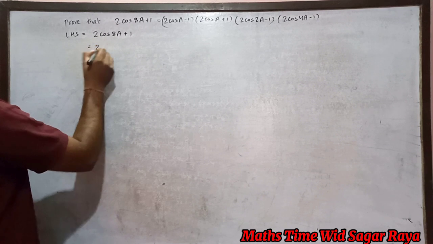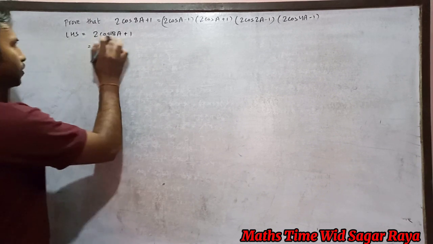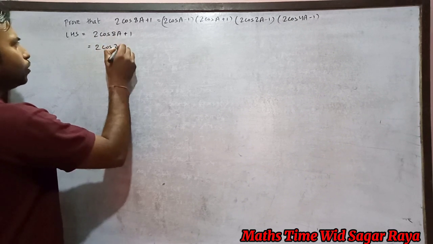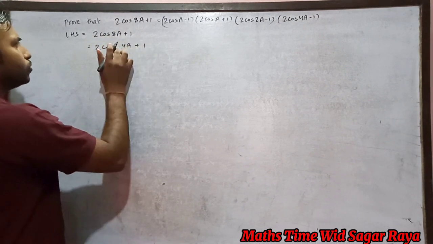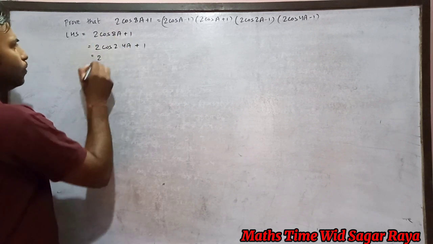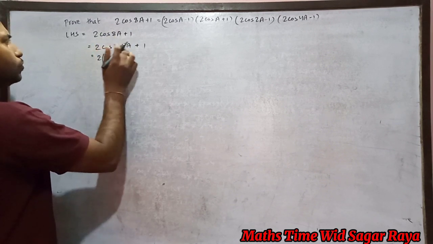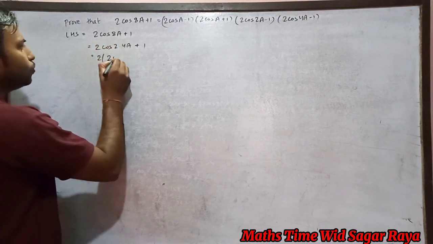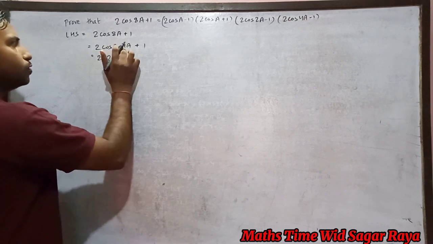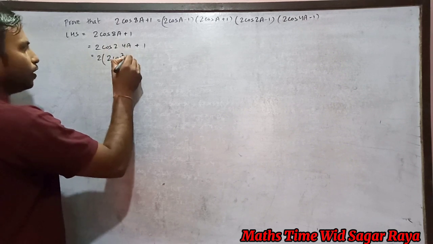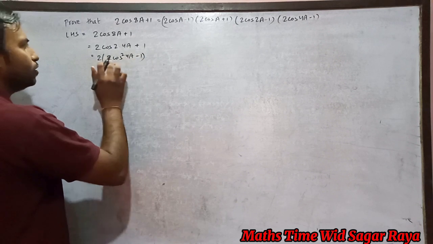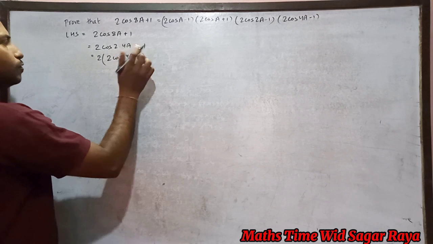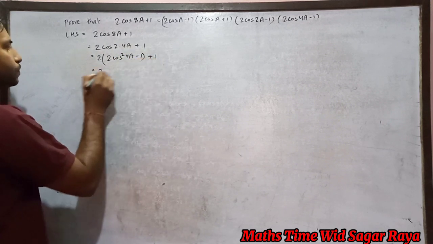2cos8A+1. Now let's break this cos8A by writing cos2·4A, because 2 4s are 8. Now cos2θ, use the formula of cos2θ. So cos2θ is equal to 2cos²θ-1. Here θ is 4A. So this is the formula, cos2θ equals 2cos²θ-1.